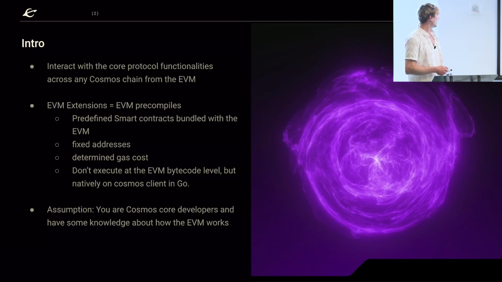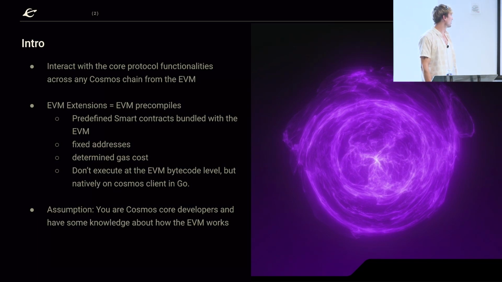EVM extensions are one of the key technologies that we've been building in our stack, and I want to share them with you guys. To put it simply, it's an interface that allows you to interact with Cosmos core messages, the Cosmos core protocol modules, from the EVM. So as a user or as a Solidity smart contract, you have a Solidity interface, and you can bypass the EVM execution, sorry, and just get into the Go code immediately. You might be familiar with precompiles.